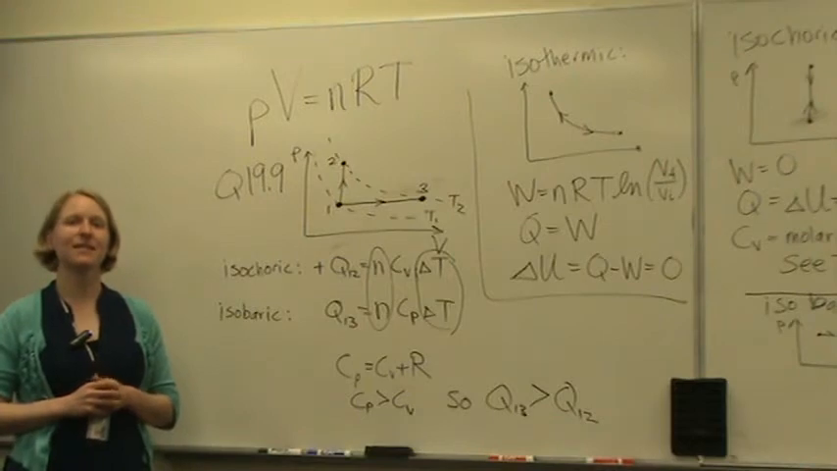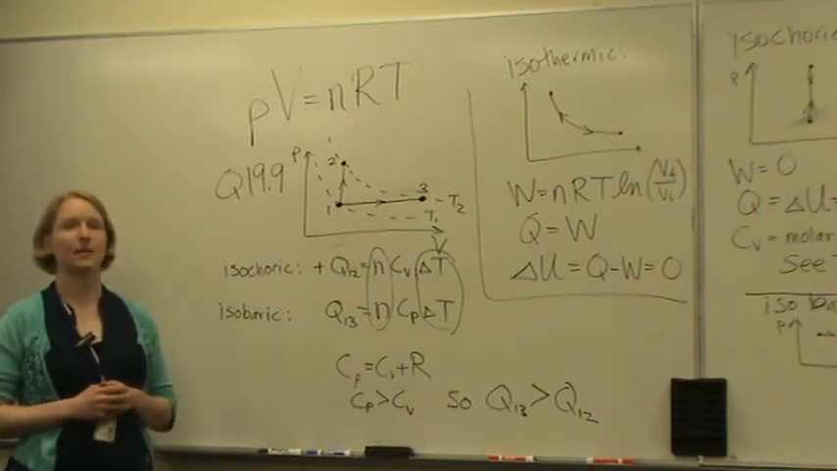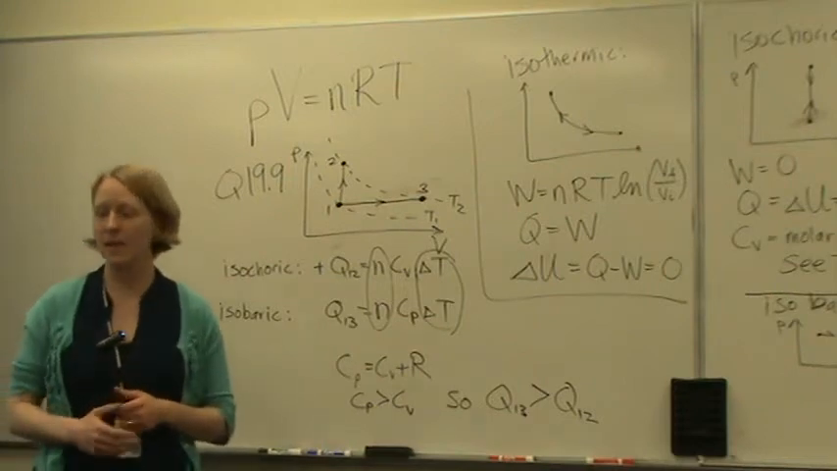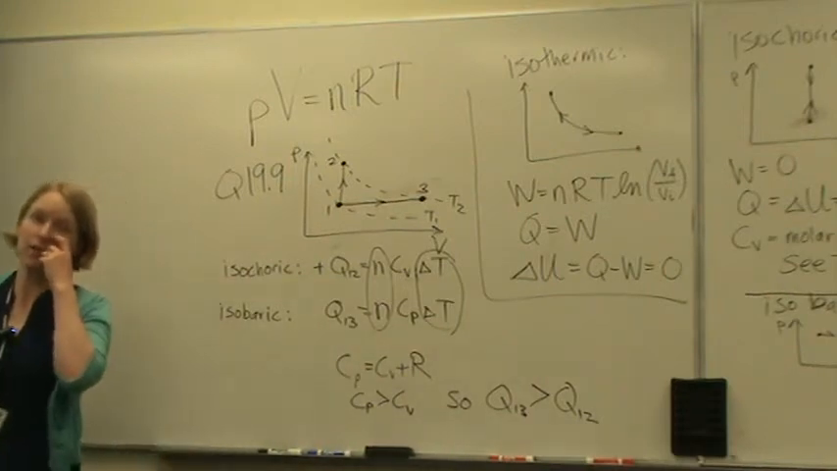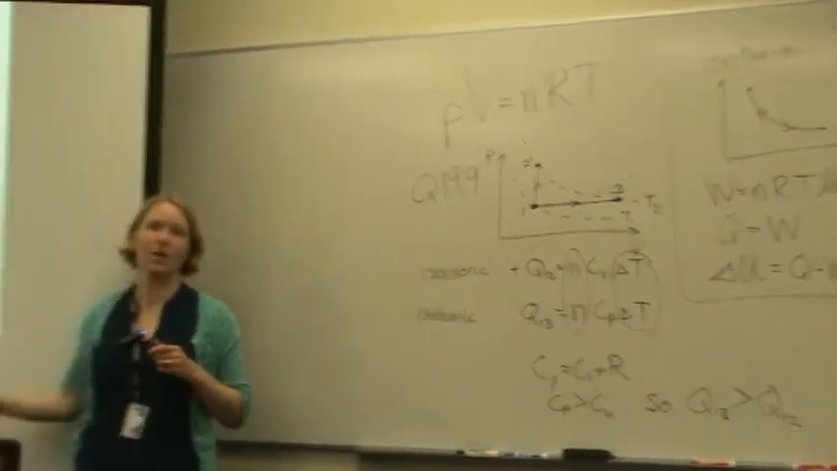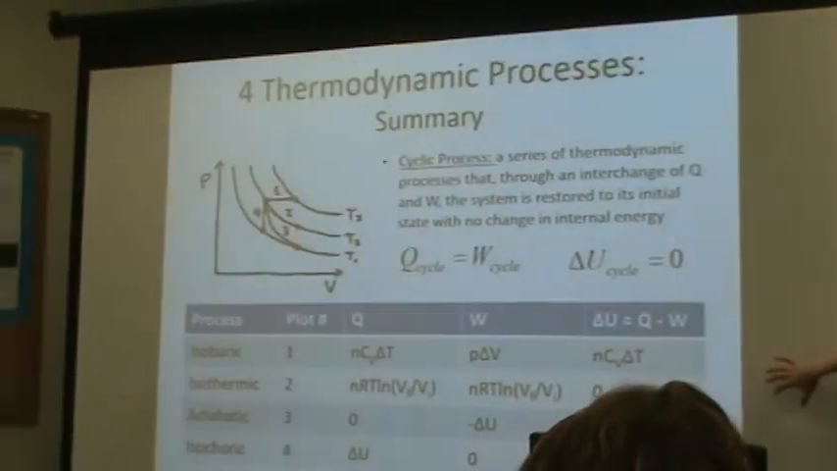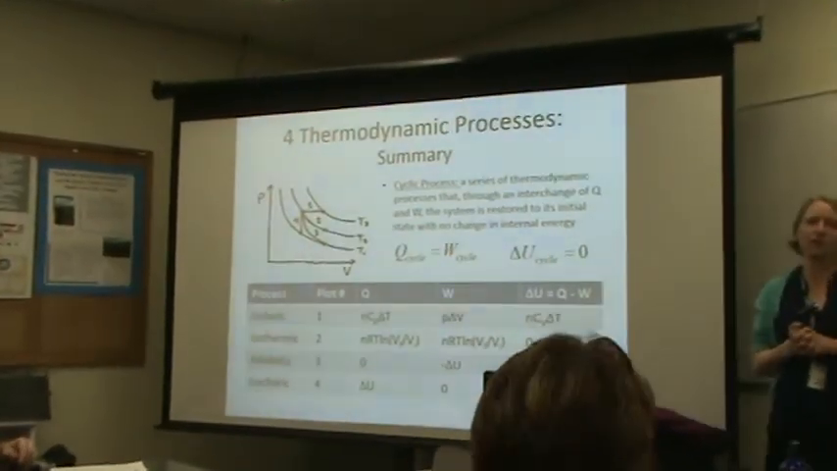Are we going to have to know each of these processes? Like, are we going to have to know that the isochoric is Q equals N C_V delta T? Yes, indeed. And this table is not on the equation sheet that comes with the test. So this would be a really good thing to put on your cheat sheet, most definitely.